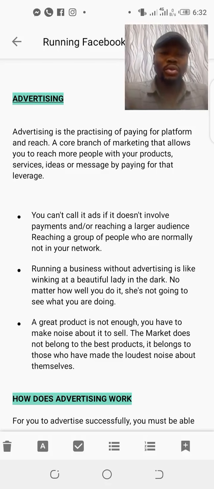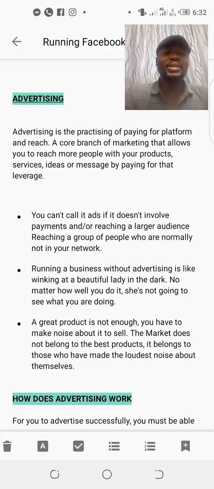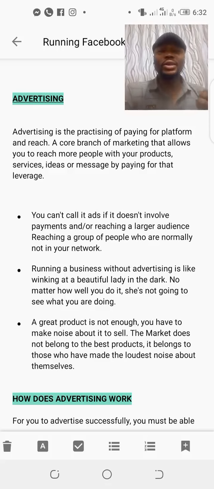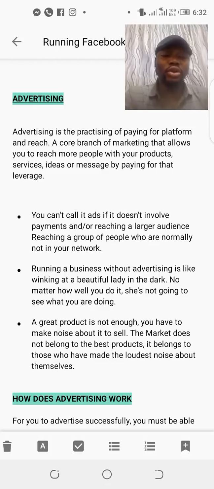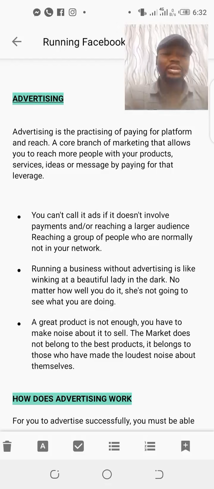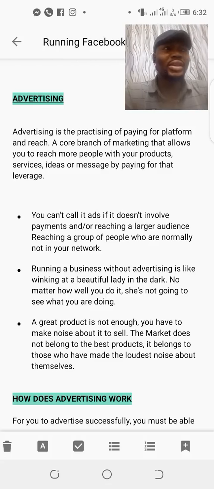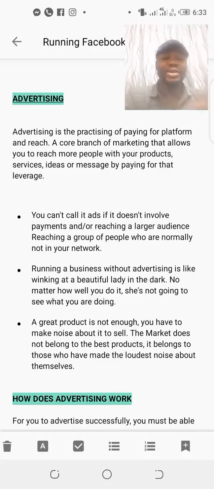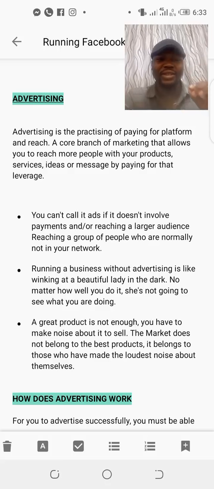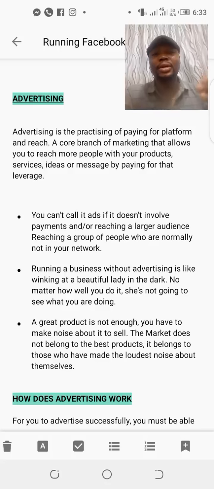So if you must run a profitable business, you must advertise. Running a business without advertising is like winking at a beautiful lady in the dark. And no matter how much and how well you are doing it, she's not going to see what you're doing. So it does not really count. No matter how great your product and services are, if people don't know about it, if they don't hear about it, it's as good as nothing. It's as good as dead. All right. A great product is not enough. You have to make noise about what you sell. You must remember that the market does not belong to the best products.